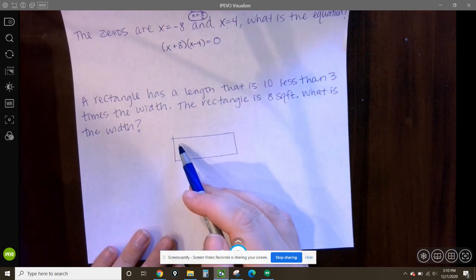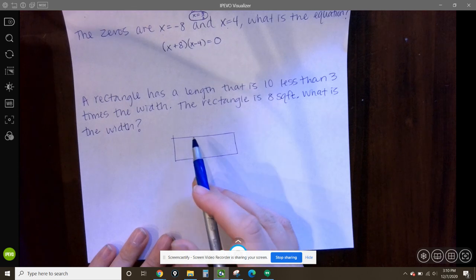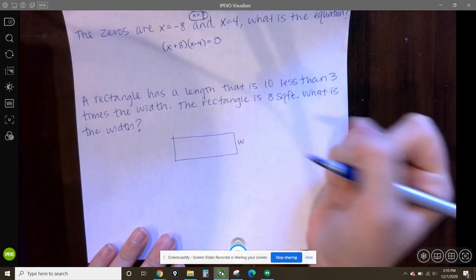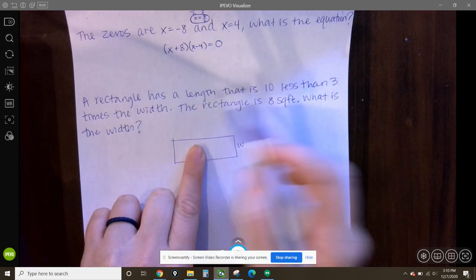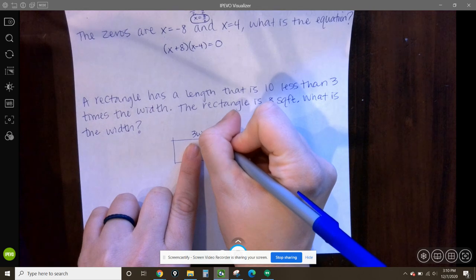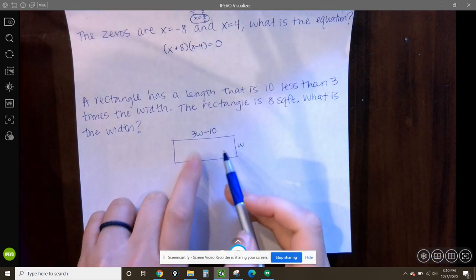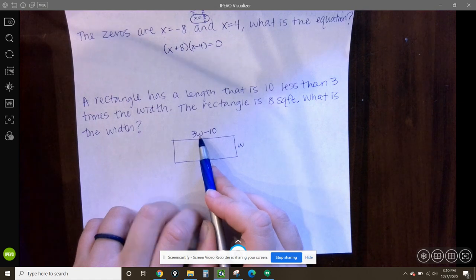So a rectangle has a length that is 10 less than 3 times the width. So I'm going to call the width W. So the length is 10 less than 3 times the width. So 3 times the width would be 3W. 10 less than that would be subtract 10. So here's the width, W. The length is 3W minus 10.